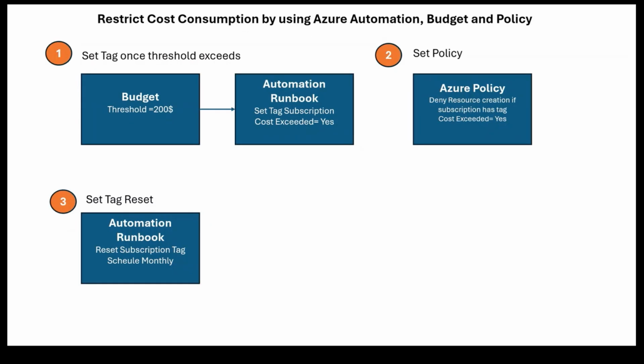The topic which I am going to explain today is how to restrict the cost consumption by using Azure Automation, Budget and policies. This can be achieved in multiple ways. The logic which I will be putting across is an example where you can understand the concept, and after that you can go ahead and develop your own logic and your own policies. This is one example from a use case which I have developed.